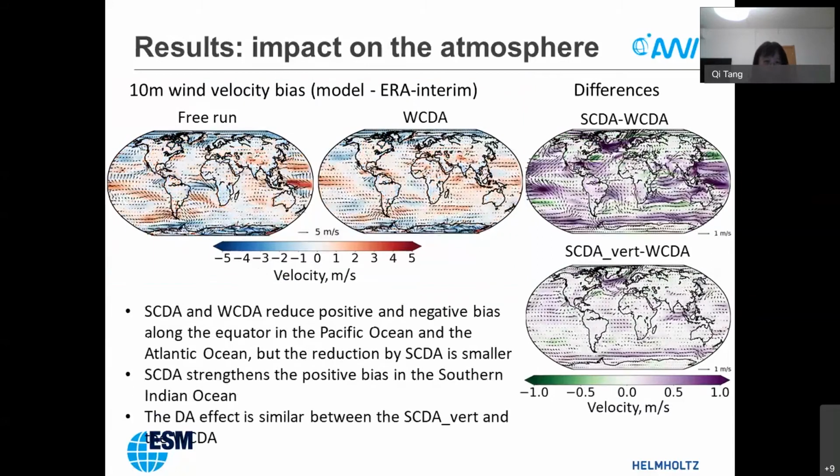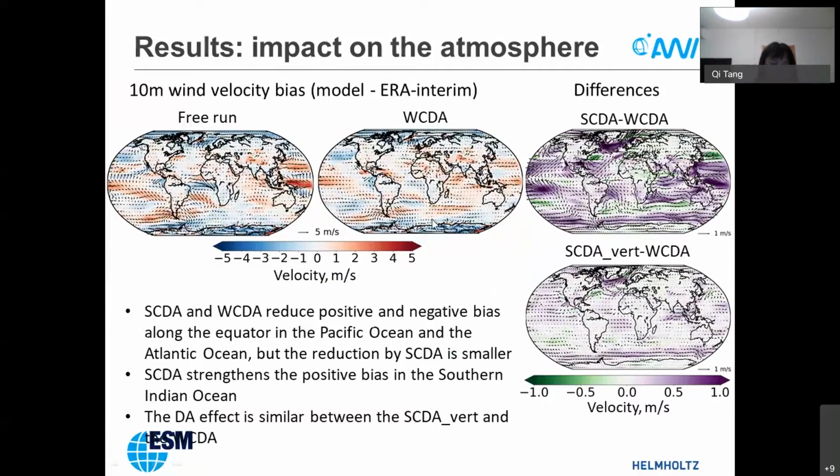Regarding the 10-meter wind velocity, compared to the free run, both the negative and the positive biases along the equator in the Pacific Ocean and the Atlantic Ocean are strongly reduced by the data assimilation. But the bias reduction by the strongly coupled data assimilation is weaker than by the weakly coupled data assimilation. The weakly coupled data assimilation also reduced the bias in the southern and northern Pacific, which is not the case for the strongly coupled data assimilation.